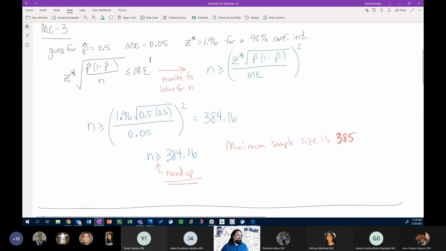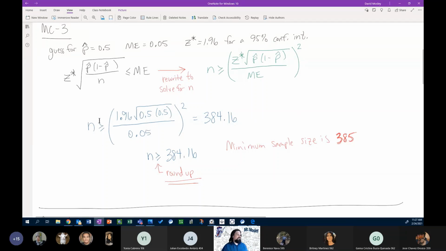The formula I have for margin of error is z star times the standard error, square root of p hat times 1 minus p hat over n, is less than or equal to the margin of error. I'm going to choose to rewrite that so that I'm already ready to solve for n when I put in all my data. You do not have to do that. It's just the way that I like to do it. So we get n is greater than or equal to z star times square root of p hat times 1 minus p hat, all over the margin of error, that entire thing squared.